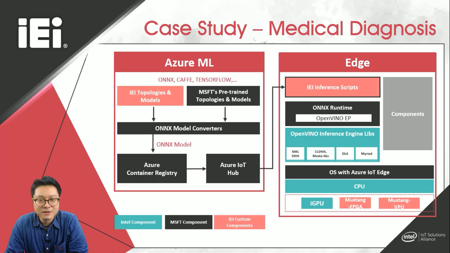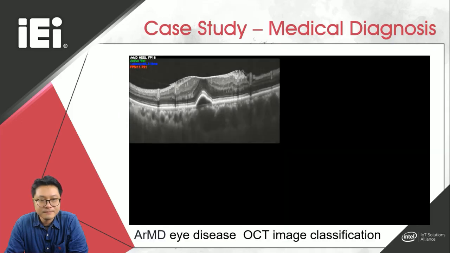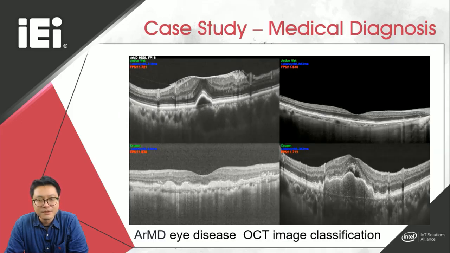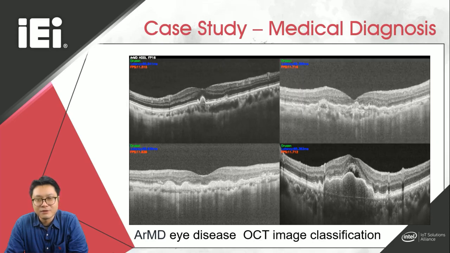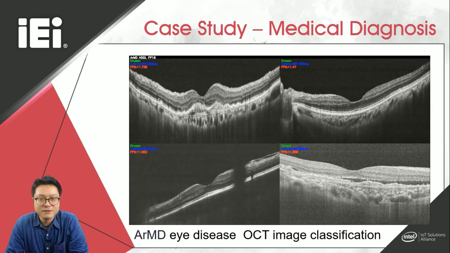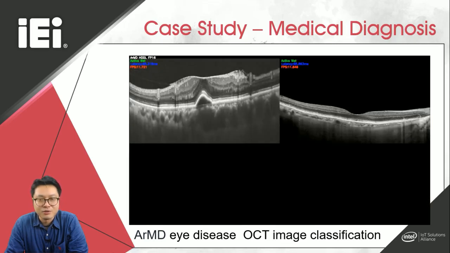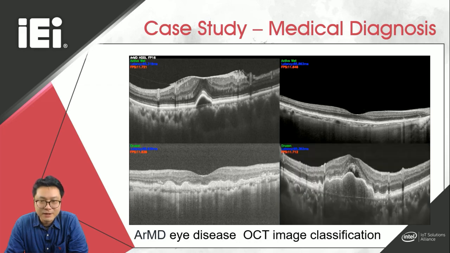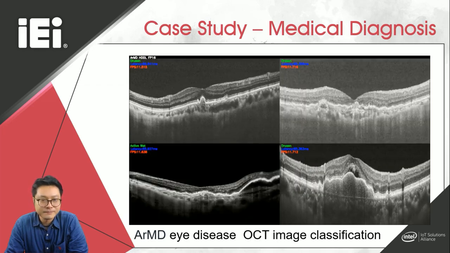On the left-hand cloud side, Azure can collect edge inference data from Azure IoT Hub, which collects images and the inference data, so the model can be retrained by this ecosystem. This is the demo video to assist medical professionals to pre-check the patient's OCT image for different symptoms by the ecosystem co-worked by IEI, Intel, and Microsoft.